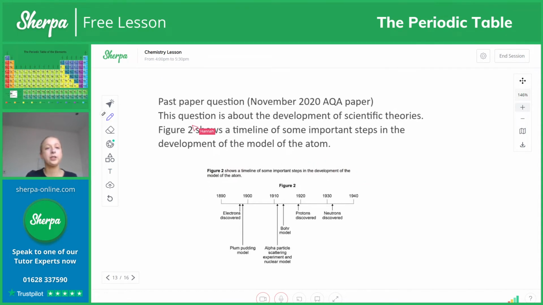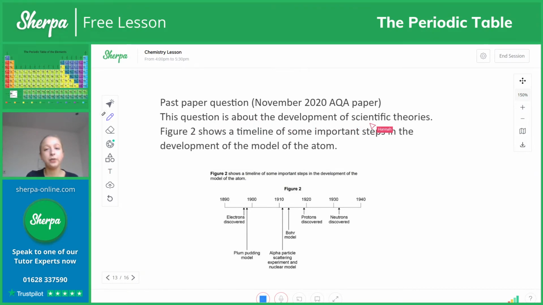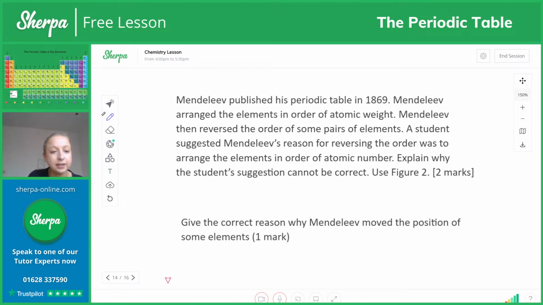So this is what the question said. It's about the development of scientific theories. Figure 2 shows a timeline of some important steps in the development of the model of the atom. So as you can see, it's asking about that history of the development of the periodic table, which was our first learning objective. We're going up in time here from 1890 to 1940, and we can see different models and the discovery of different things, basically. So the first question.